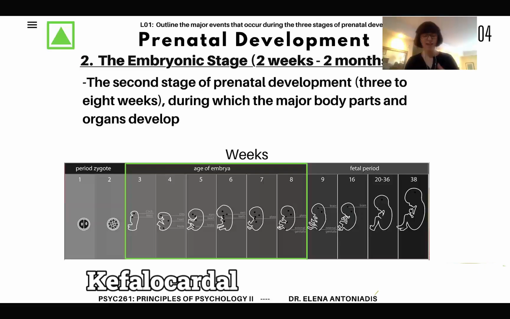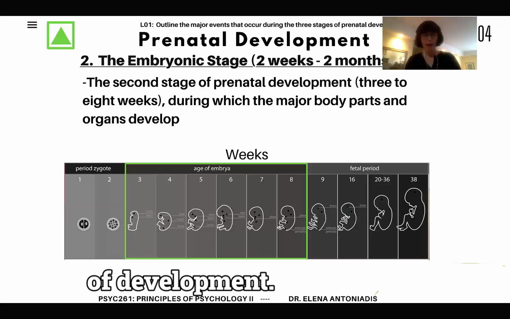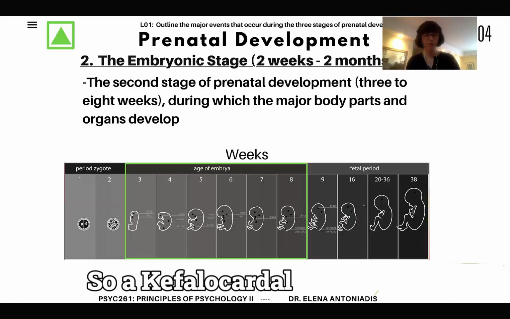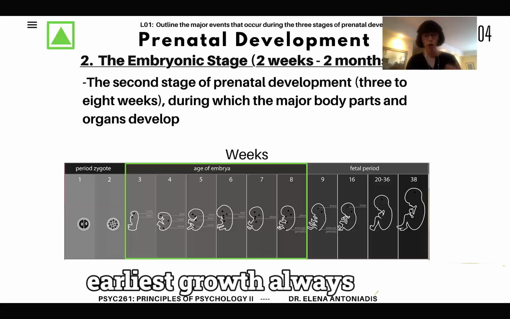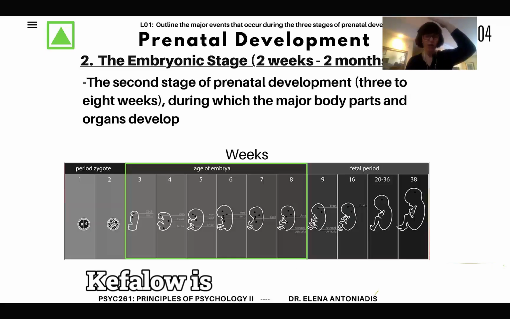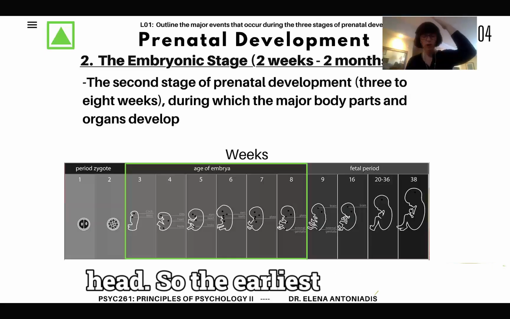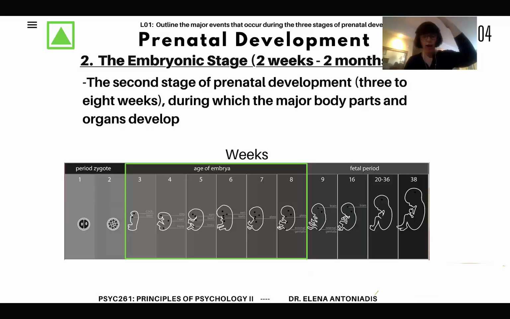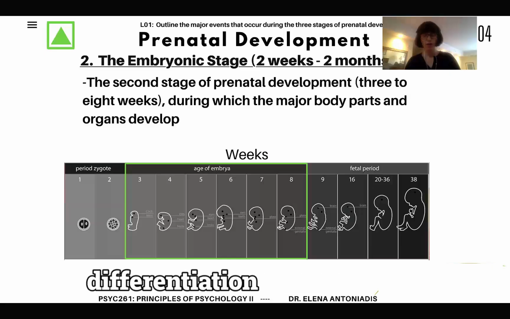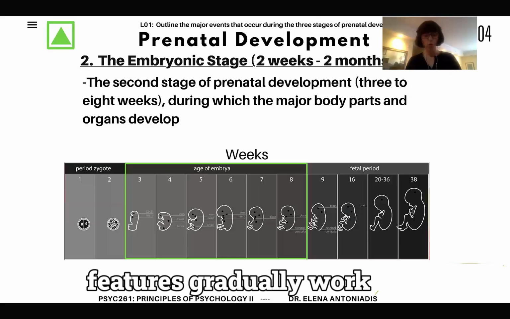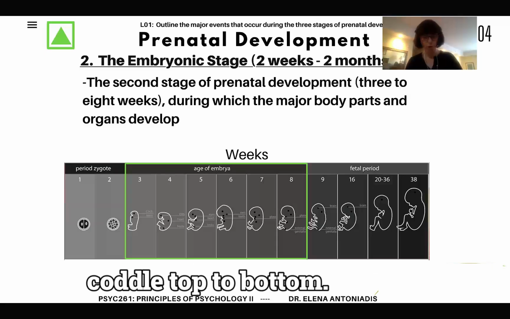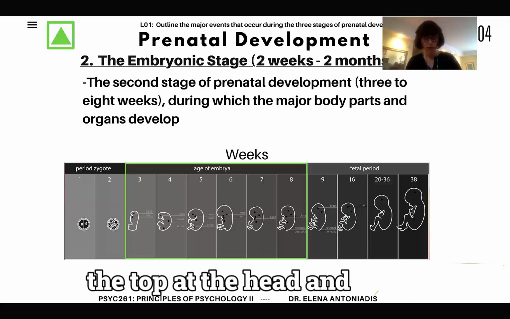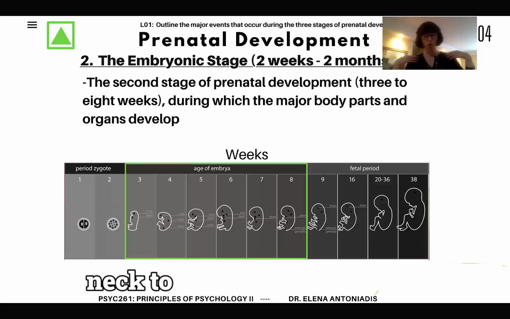And this is called a cephalocaudal pattern of development. So a cephalocaudal pattern of development is a sequence in which the earliest growth always occurs at the top. So cephalo is Greek for head. So the earliest growth always occurs at the top. So it begins with the head, and physical growth and differentiation of the features gradually work their way down from top to bottom. So it's cephalocaudal, top to bottom. So greatest growth occurs at the top, at the head, and it works its way down to the neck, to the shoulders, to the middle trunk, and so on.